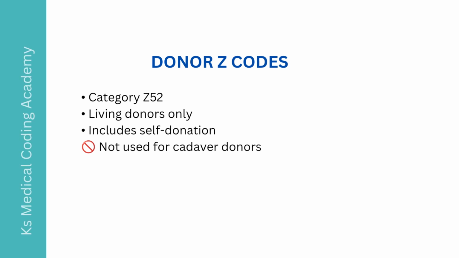Donor codes. Category Z52 identifies encounters involving living organ or tissue donors. These codes apply to individuals donating organs, blood, or tissue. They are not used for cadaveric donors.